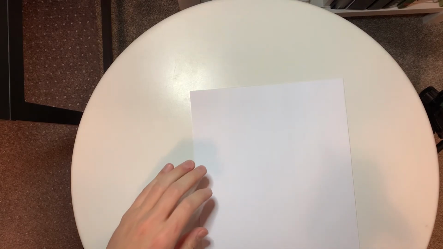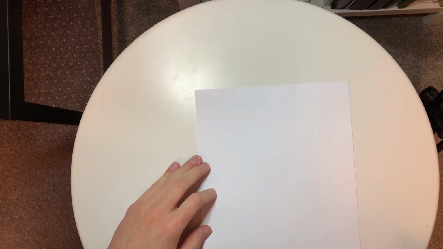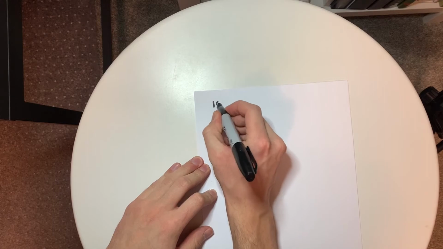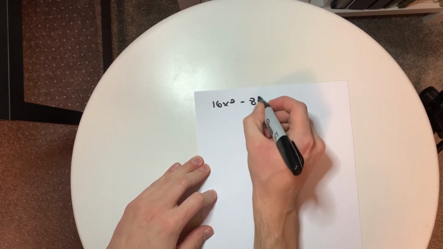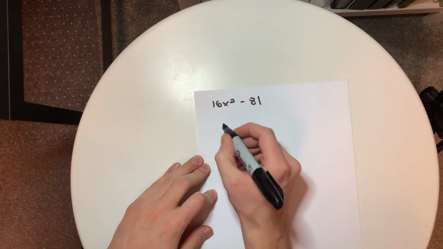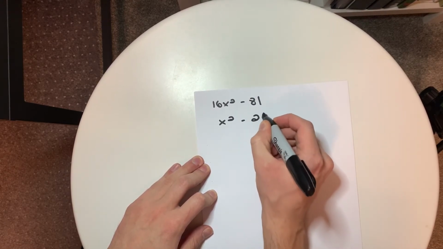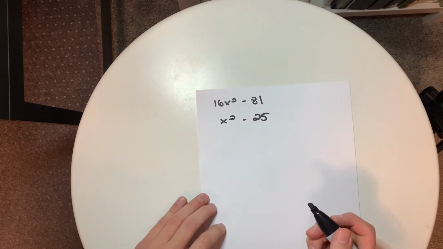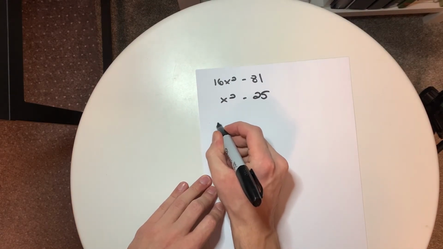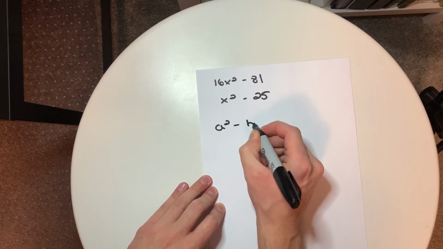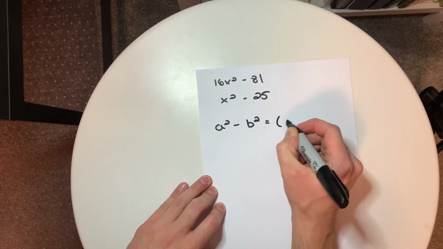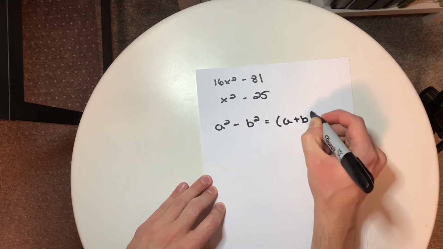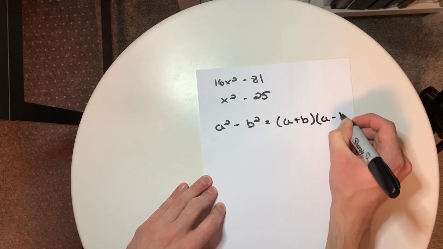Okay, finally, I just wanted to put some clarity on what difference of squares is and put it in its general form so that you guys know. So when we have a problem like our last one where we have that 16x squared minus 81, or anything that's a square form, even like an x squared minus 25, anything that's identified as a difference of squares, we say that its general form looks like this. It's a squared minus b squared is equal to a plus b times a minus b.